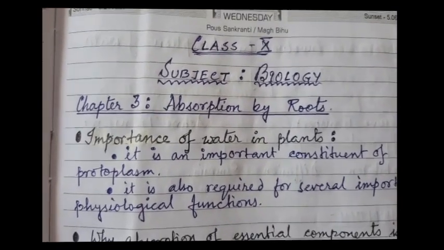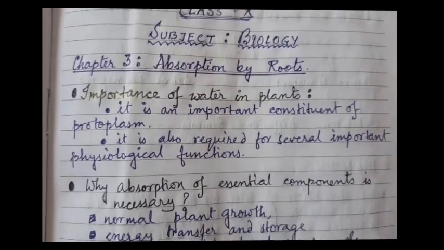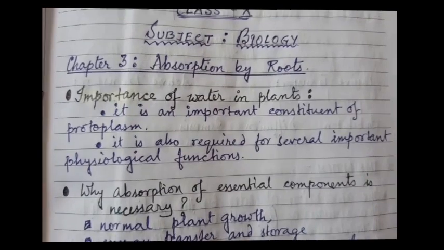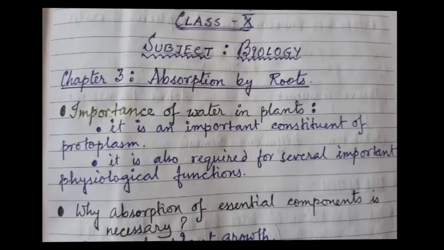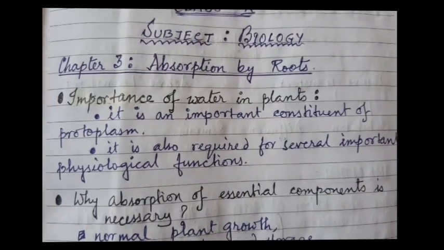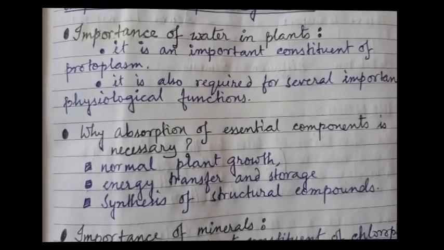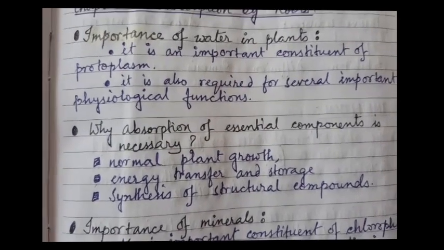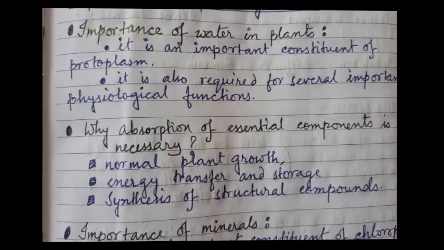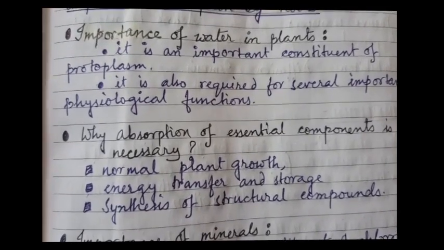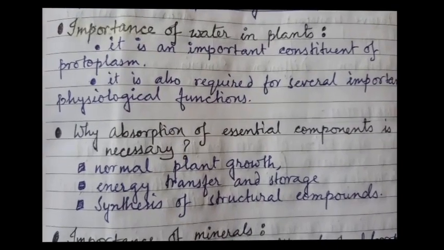Now we would like to begin with the importance of water in plants. It is an important constituent of the protoplasm. It is also required for several important physiological functions. Now why is the absorption of essential components necessary? The absorption is necessary for the normal growth of plants, energy transfer and storage, and for the synthesis of structural components.